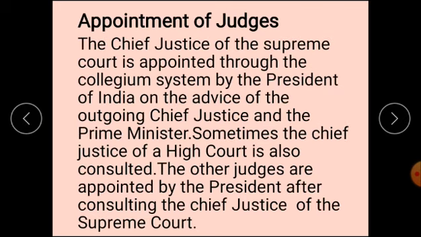Appointment of judges. The Chief Justice of the Supreme Court is appointed through the collegium system by the President of India on the advice of the outgoing Chief Justice and the Prime Minister. Sometimes the Chief Justice of a High Court is also consulted. The other judges are appointed by the President after consulting the Chief Justice of the Supreme Court.